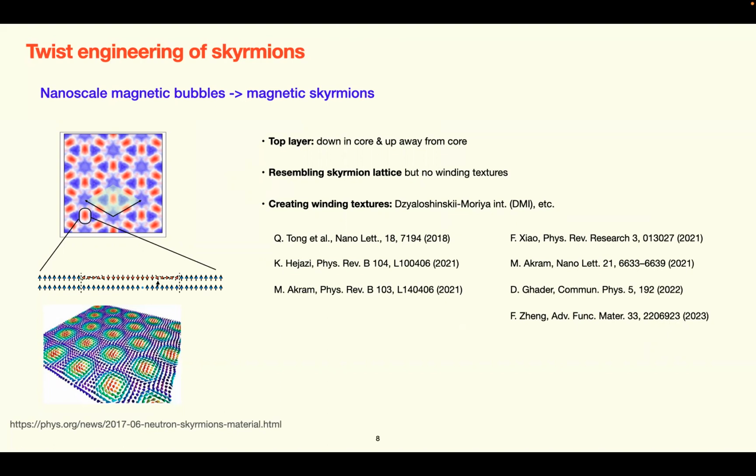Here you see, in the core region, spins point in the down direction. Away from the core region, the spins point in the up direction. So this structure actually resembles that of a skyrmion lattice, but there is no winding texture for a skyrmion. So researchers considered other magnetic interactions to generate such a winding texture. They found that magnetic skyrmions can be stabilized in twisted magnets.